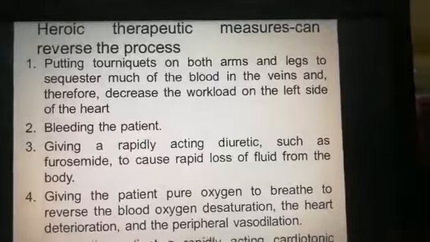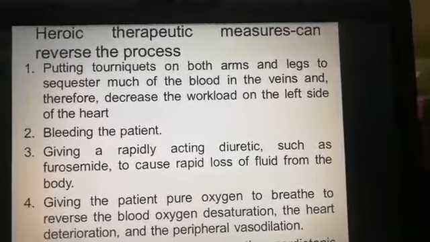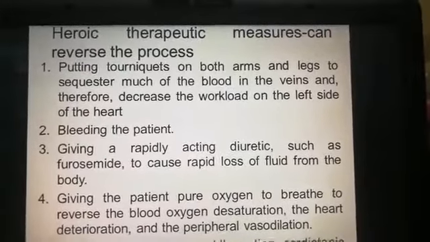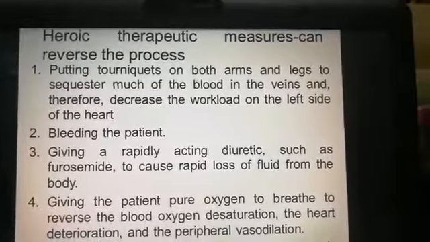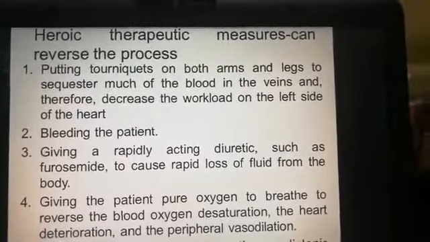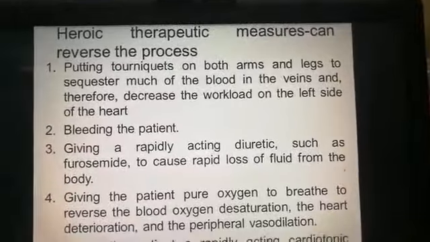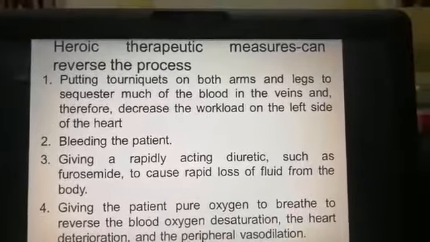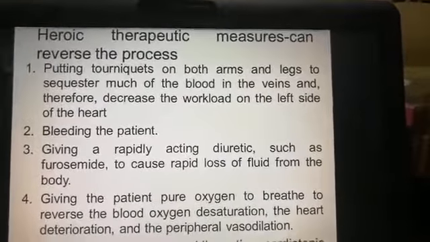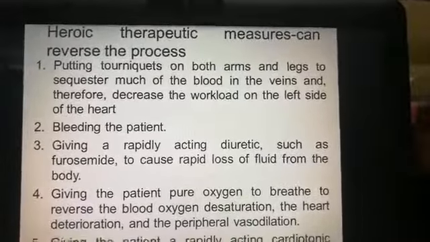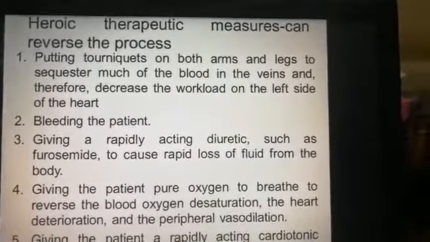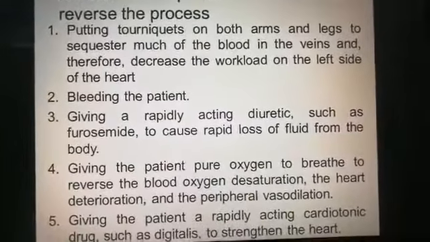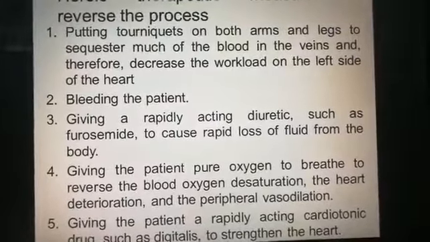The tourniquet is applied on the arm when you take a blood sample from a vein in a patient. Firstly, you put a tourniquet on the arm so that the blood vessels become visible, so that the sample can be taken easily. So these tourniquets are applied on the arms and legs so that less blood goes into the heart, and that's why the workload on the heart is also decreased.